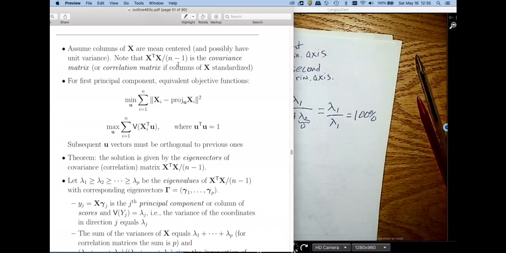What we tend to do when we have incommensurate units is just standardize. Alternatively, if I have commensurate units, so x1 is measured in centimeters and x2 is measured in centimeters, I could make a case for not standardizing and just mean centering. So the rule is if you have incommensurate units, you want to standardize. If you have commensurate units, then you probably don't want to standardize. You just use the covariance matrix, not the correlation matrix.